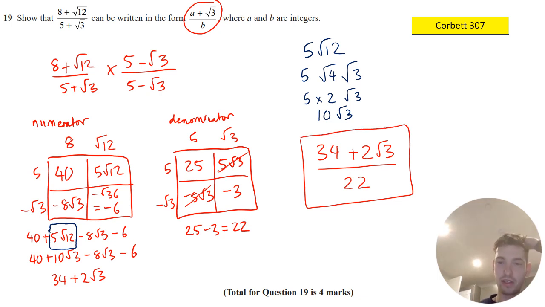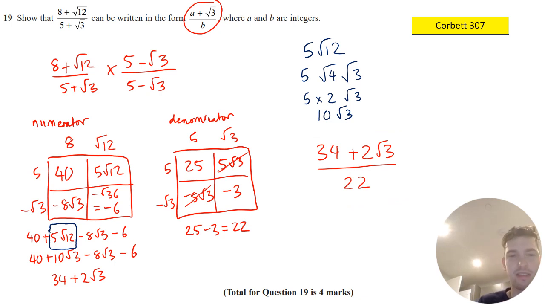And that is almost in the form that my answer is in, because actually there's nothing in front of that root 3, so I need to divide all of the terms by 2. And now it is 17 plus root 3 divided by 11. So I just need to be a little bit careful there for my final step, because it says in the question a plus root 3, not a plus 2 root 3. So let's keep on going.